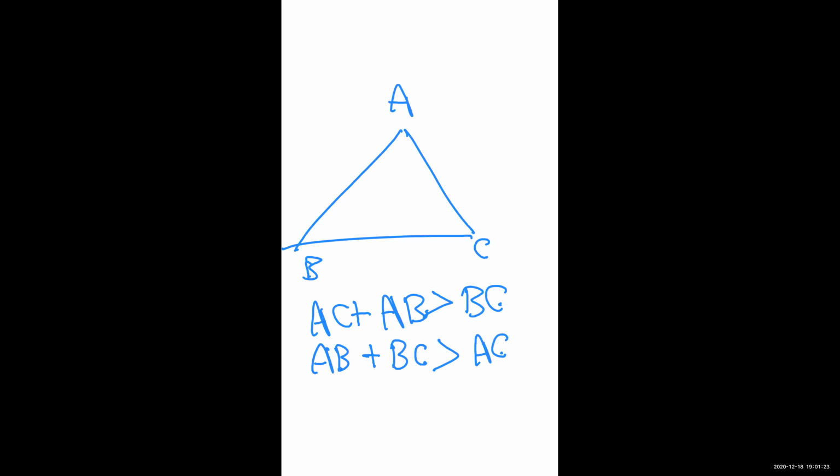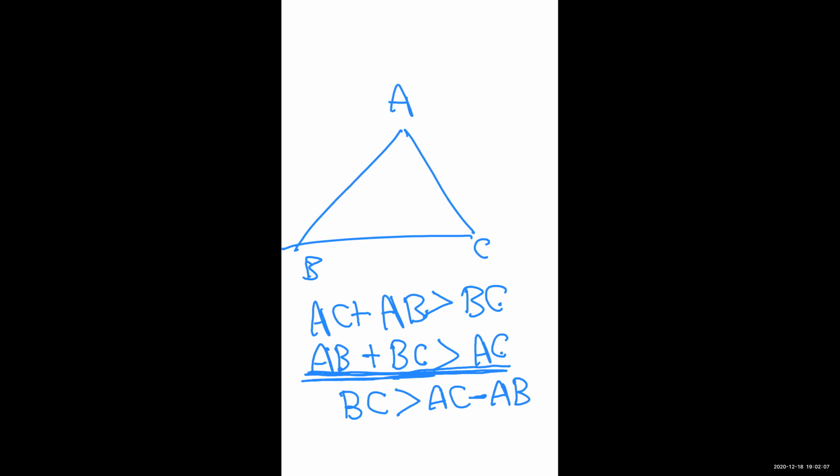Yeah. So now AB plus BC is greater than AC. This means if I subtract AB from the two sides, then BC is greater than AC minus AB. I just subtracted AB from the two sides. Are we clear till now? So subtracting any two sides from each other, we get the third one is greater.